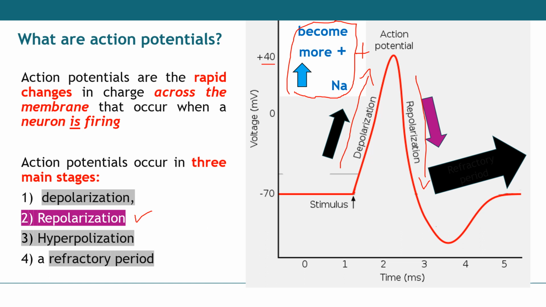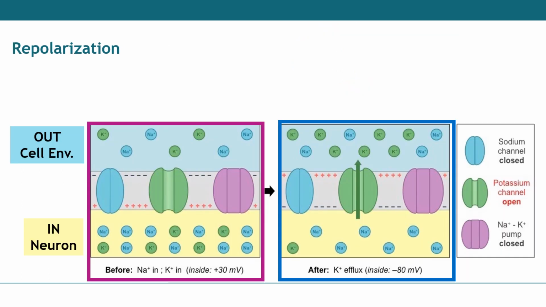Not by removing sodium, but by removing the potassium. It will become more negative because we're removing the potassium from inside of the cell. Again, this is the same diagram, and I'm going to keep showing you this one again and again. Here, before the repolarization, you have a little bit of potassium. You have here in this diagram 1, 2, 3 potassium.